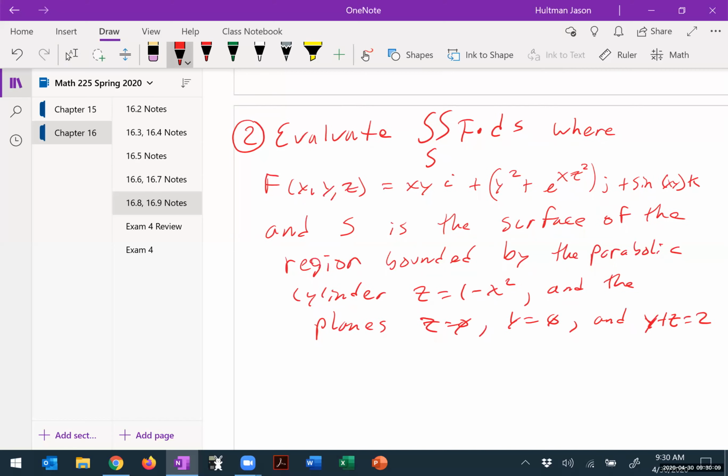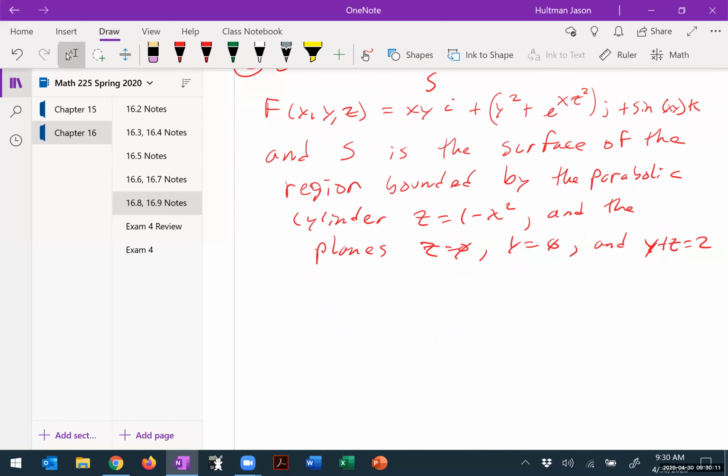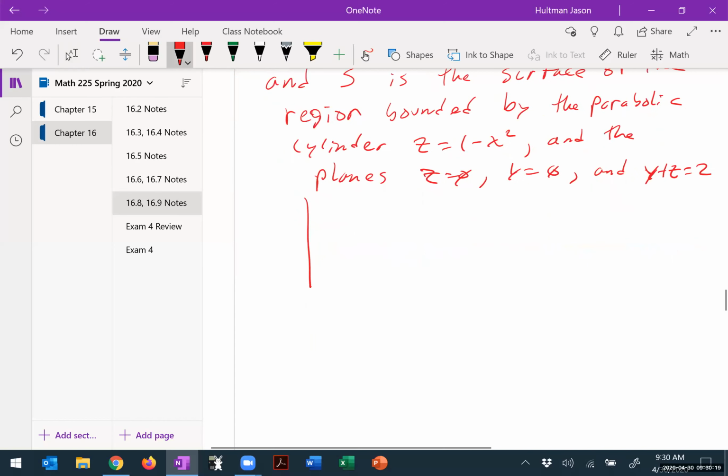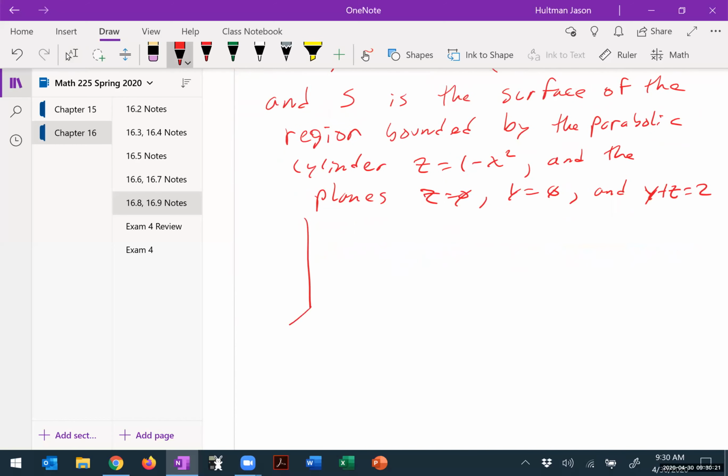Okay, so let's see what this looks like. Okay, so we have a, let me draw my coordinates here, my grid.